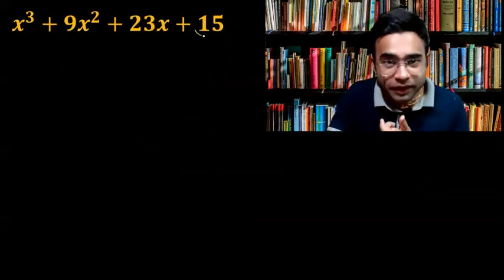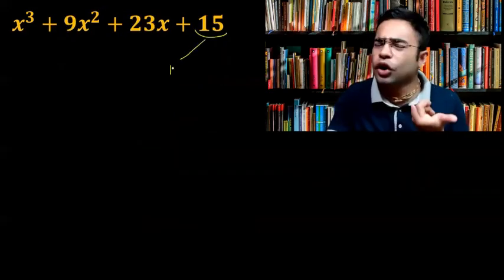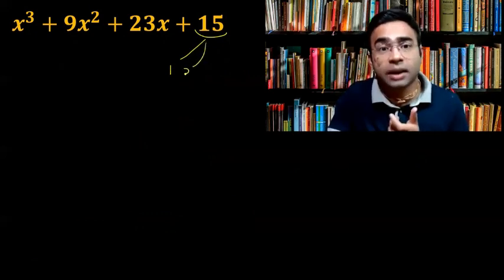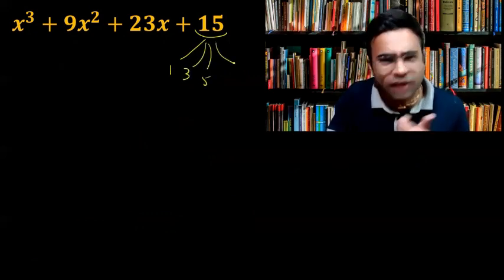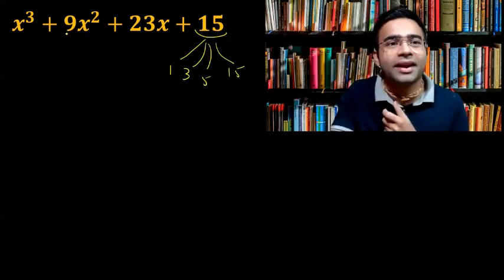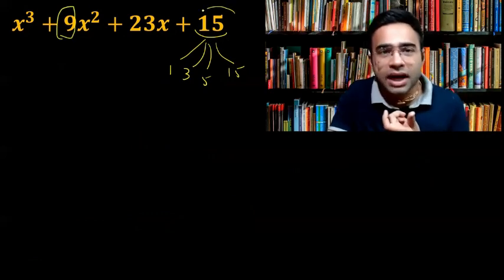Let's try some more. 15. Again, 1 will always be a factor of any number. Then let's take the number 3, then comes 5, and then comes 15. Take 3 numbers in such a way that the sum is 9 and the product is 15.